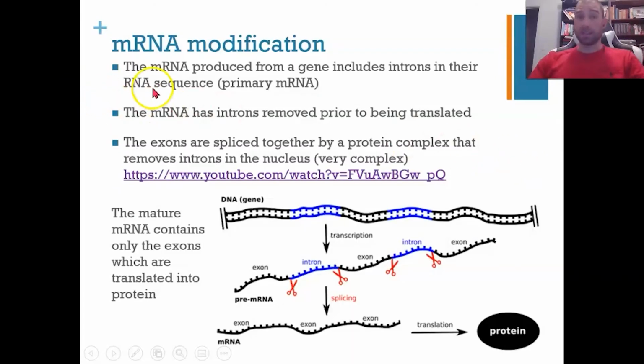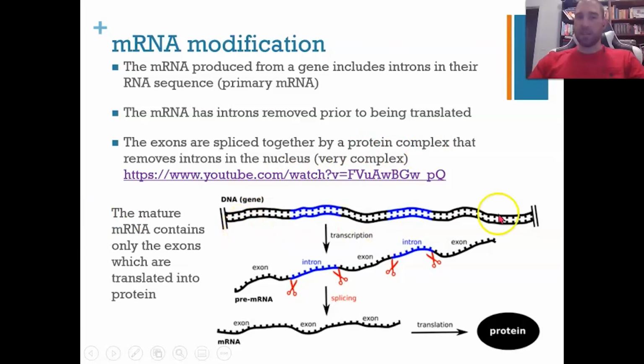So some key things. The mRNA includes the introns, even though they don't help to make the final protein. The introns get removed before translation. So before the mRNA is turned into protein, or coded for protein, I should say, all the introns are removed and then the exons are spliced together. Now, it's a very complex process that's happening, and I'll show you this video in class.